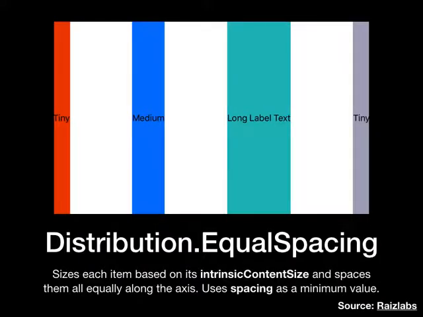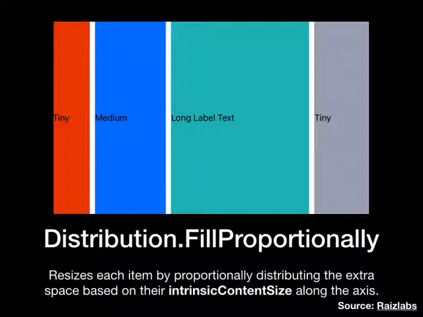Yeah, and then the fill proportionally would resize each item. Basically, it uses the intrinsic content size to figure out the size of each item, and then it proportionally distributes the extra space between all the items. And you can see here that it tries to keep the minimum spacing that you specified. So does anyone have any questions about distribution?